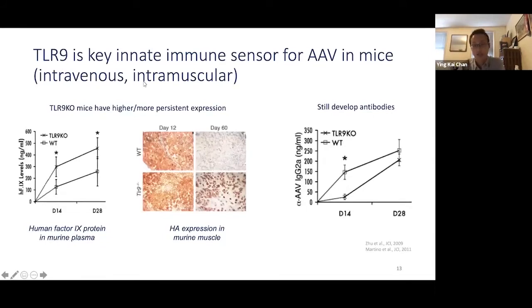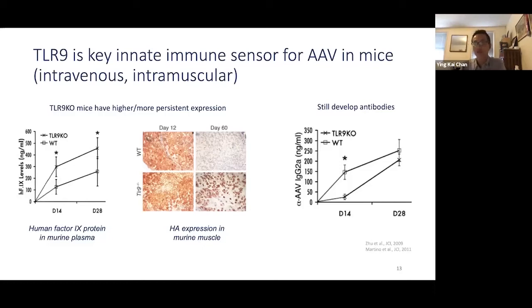With both intravenous and intramuscular delivery, note that all of this work was done in mice, Toll9 knockout mice appear to express higher transgene expression, and it also seems to persist better than wild-type mice. However, these knockout mice eventually develop antibodies against the capsid, similar to wild-type mice, as shown here. So this suggests that other innate immune factors must exist and contribute to antibody formation.